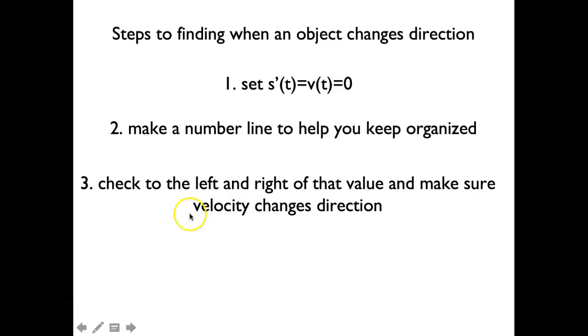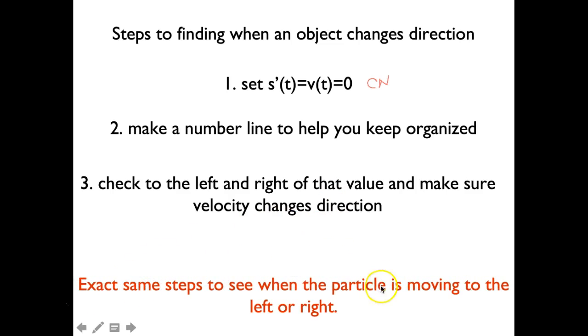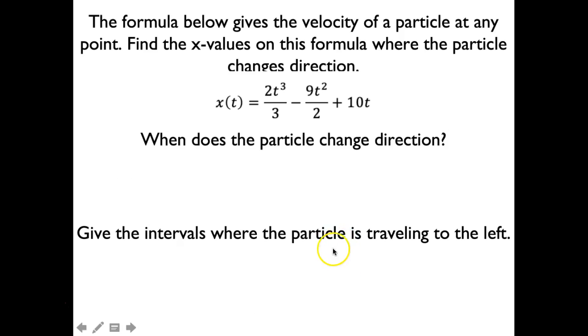Set velocity equal to 0. Remember, this is just like before when I said find your critical numbers. Make a number line to help you keep organized. Check to the left and the right of that value to make sure velocity changes direction. Okay, so that's only talking about if it's asking you if it changed direction. Step 3 would be different if it asked you when is it moving to the left or the right, like this one. So it's the exact same steps if it's asking about the particle moving to the left or the right. So let's do a problem.